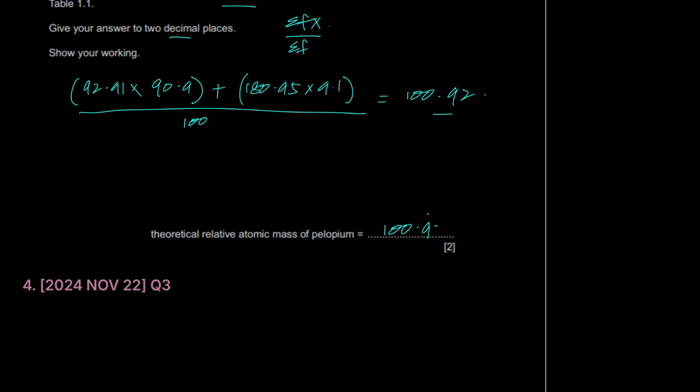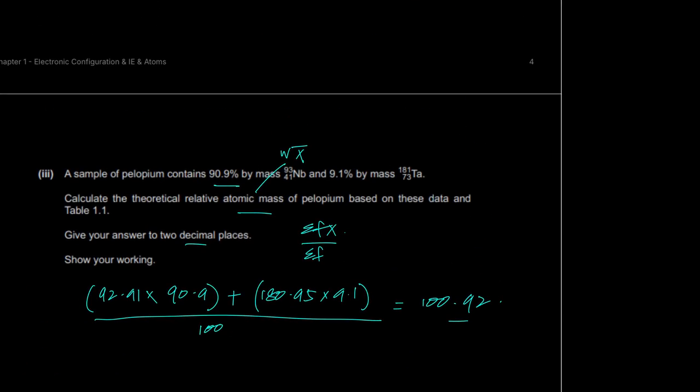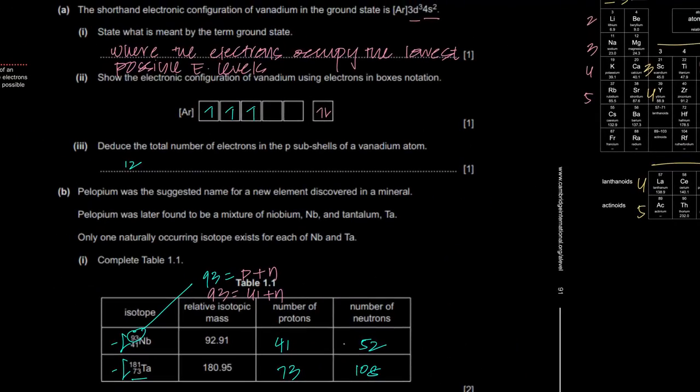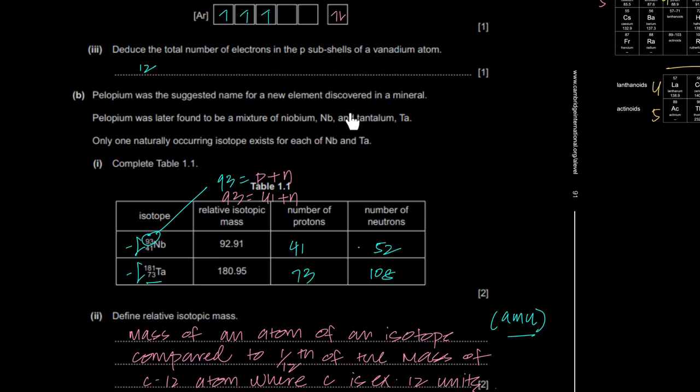The reason why he's calling it theoretical is because he told you the entire story above, how it was first considered to be a new element, and then they realized it's just a mixture of these two. So that's why he's calling it theoretical, because in reality this is not an element.